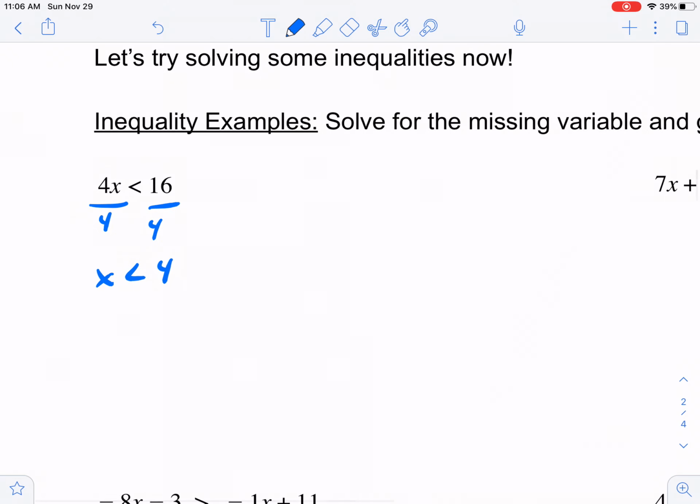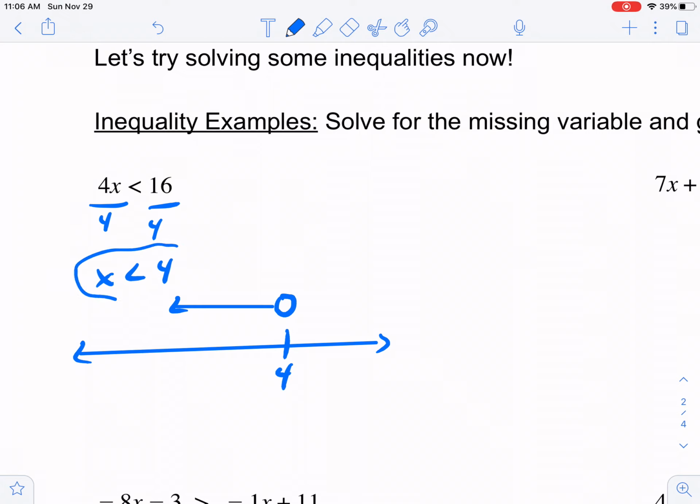This means that on a number line, which is what you're going to have to do, you have to make this number line. Here's the number 4. If x is less than 4, it means that number 3 works, number 2 works, number 1 works. So I start at the number 4 and I go to the left. And all the numbers less than 4 are a solution to this.